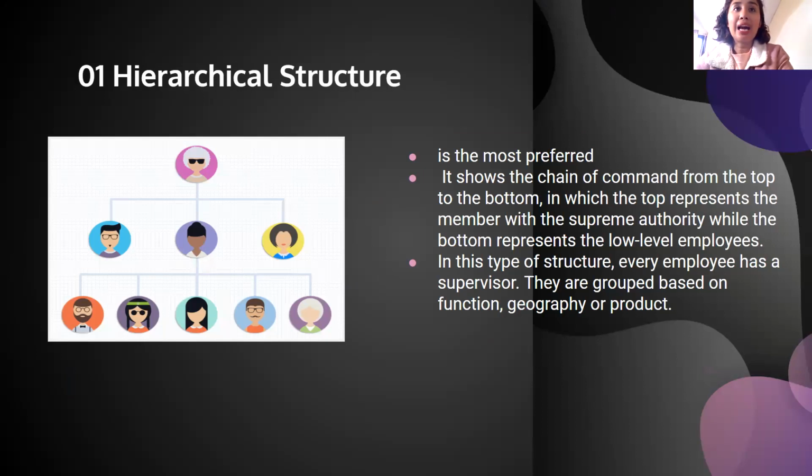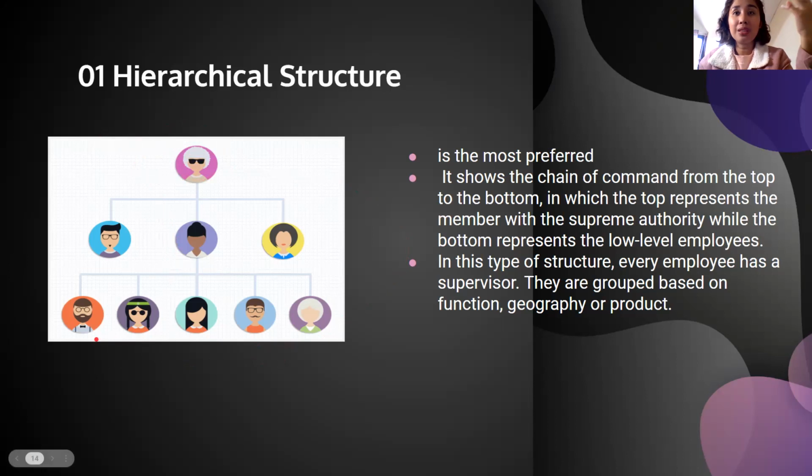So, umpisahan natin hierarchical structure. It is the most preferred. Kaya ito yung madalas nating nakikita. It shows the chain of command, or the authority, from the top to the bottom. So alam mo na, pag nasa top, they have the supreme authority, while the bottom represents the low-level employees.